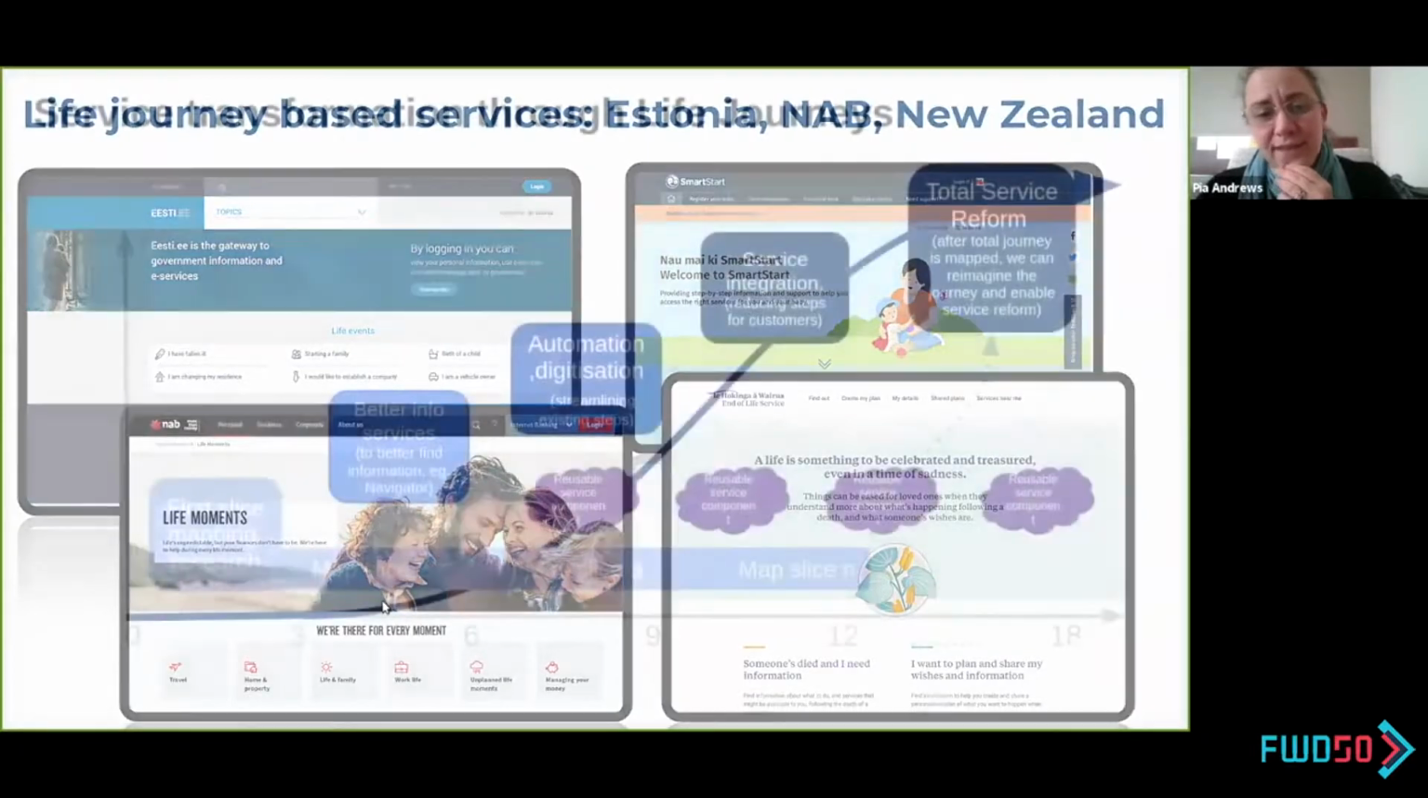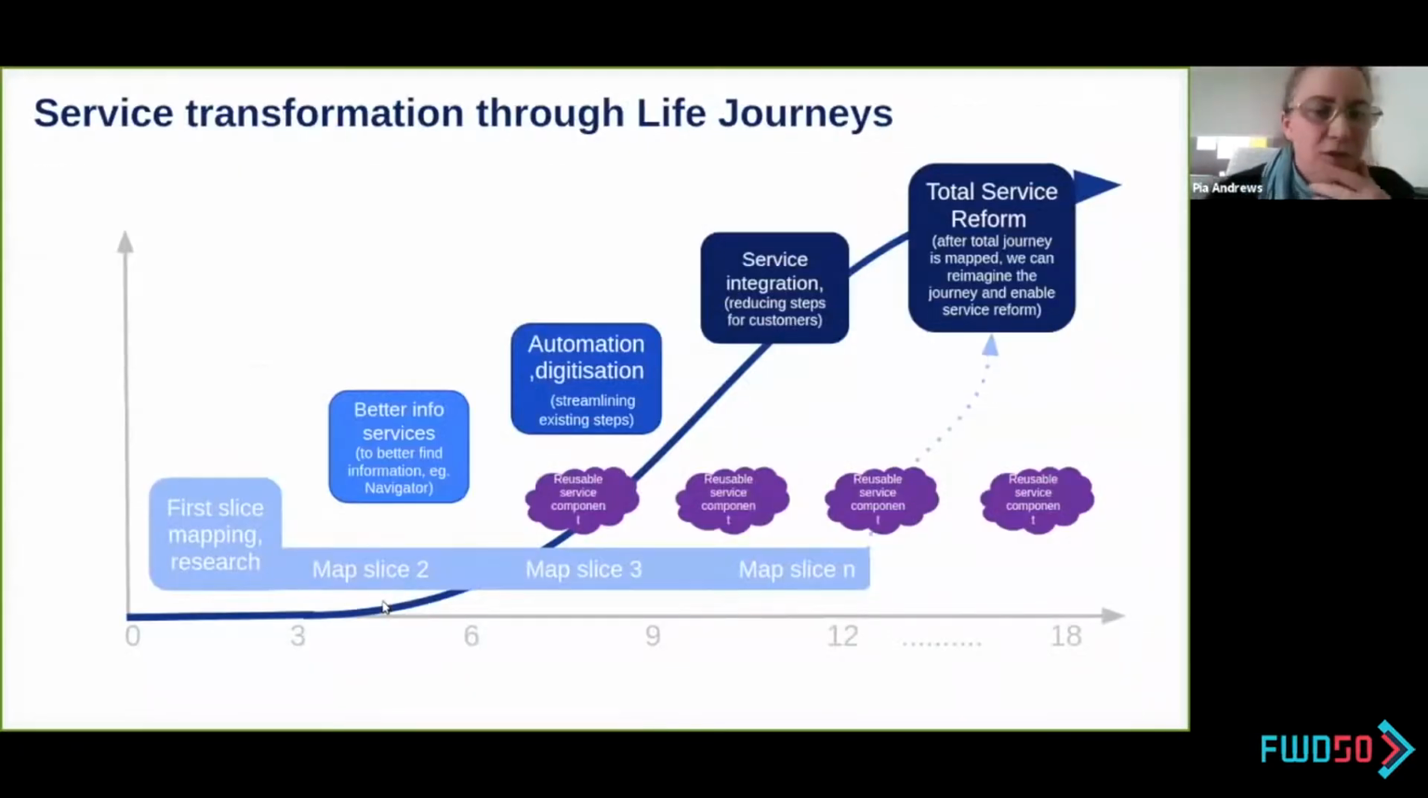What I found is this little model helped people understand the value. You start mapping a slice of a journey. You know, you start mapping, okay, what are all the steps you take when you retire or when you have a child or when you adopt, or when you choose major life journeys, and you can start to map key parts of it. Usually what happens is the first step, which is fairly low value, but it's a good start, is to have integrated service. So better navigation, better finding stuff, better directing people, better routing them or referring them.